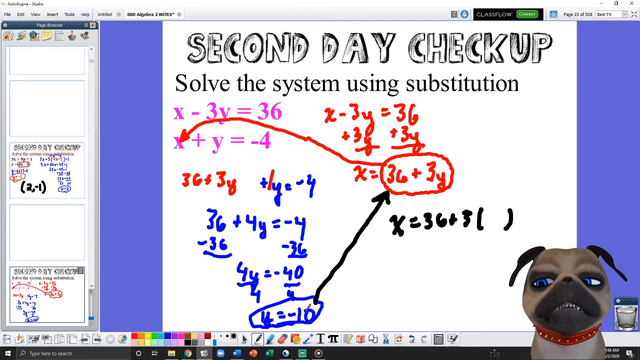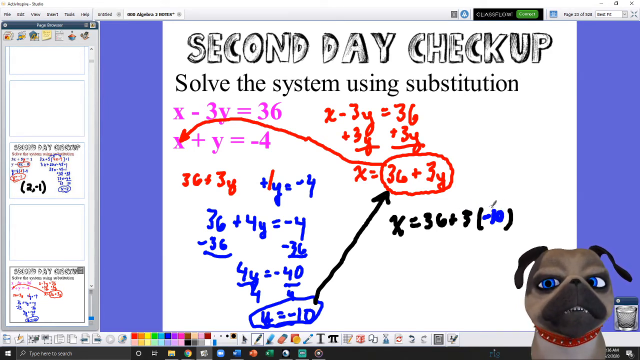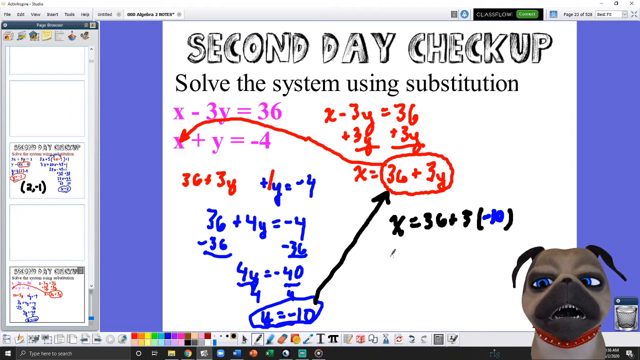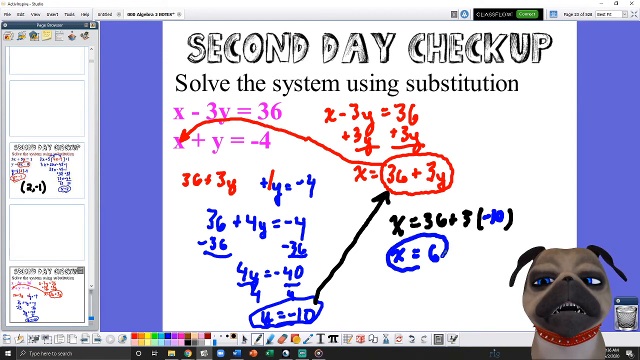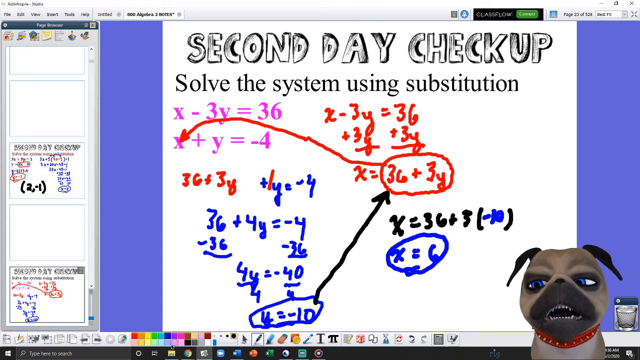Hopefully you're thinking negative 10, because that's what that says y is. So now I've got 36 plus 3 times negative 10. I type all of that into the calculator, and that tells me x equals 6. I circle that. Now we're ready for that final answer, because I have an x and a y.